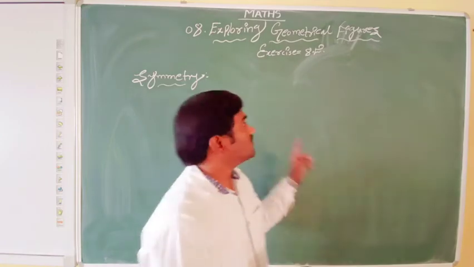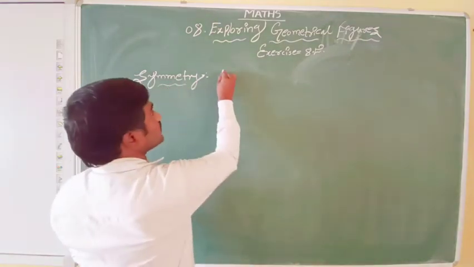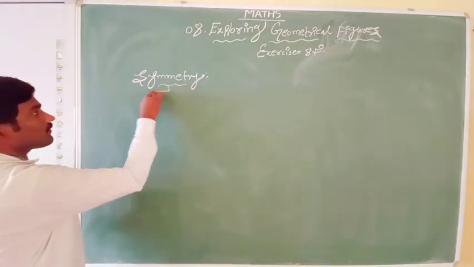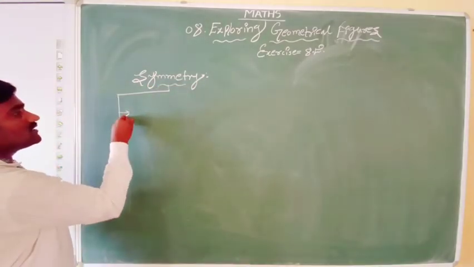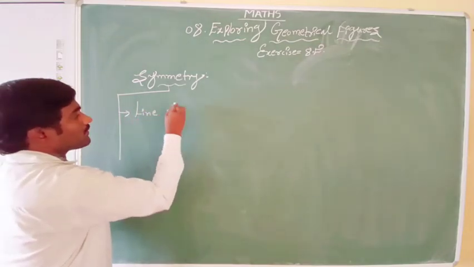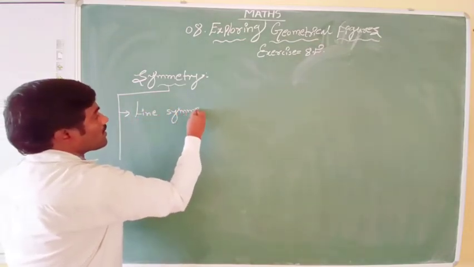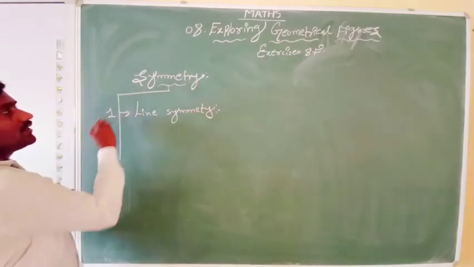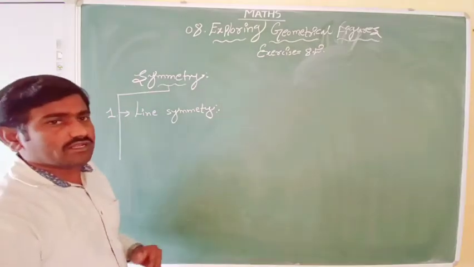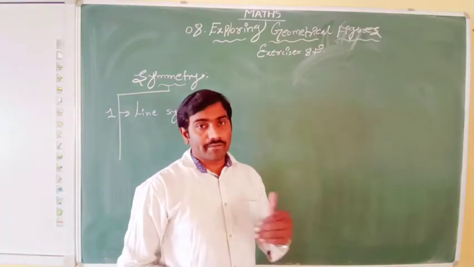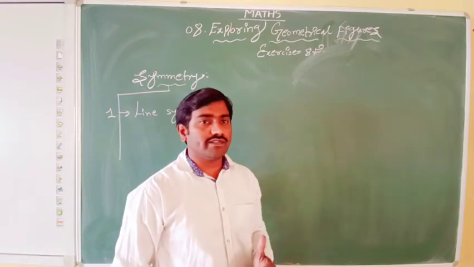First of all, symmetry is divided into three types. The first one is line symmetry. What is line symmetry? It's also known as line or axis of symmetry.